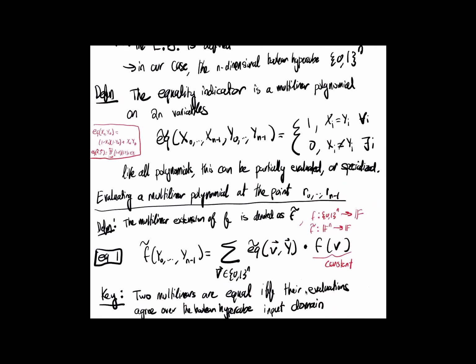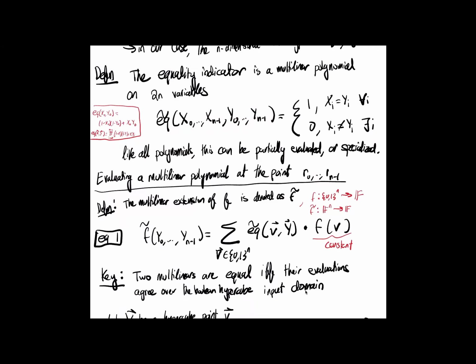Cool. So this equality indicator multilinear is actually going to be really important. One note is that like all polynomials, it can be partially evaluated or specialized. You can fix some of these inputs to be all zeros or all ones or whatever, and you can partially evaluate the polynomial by specializing some of the variables to specific values. Cool. So let's talk again about evaluating some generic multilinear polynomial at some specific point R. What does that look like?